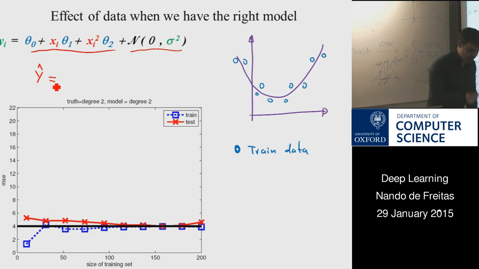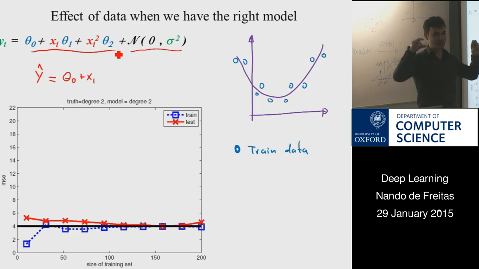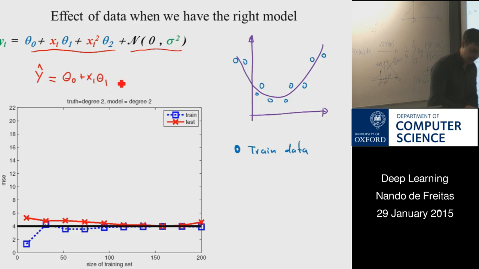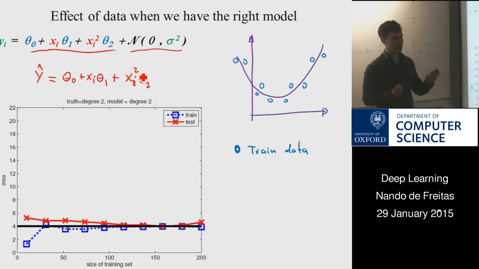So now I'm going to choose the model to be also a quadratic. And here I add this because in the true model I do know the values of theta naught, theta 1, and theta 2. So the true model is a particular setting of theta naught, theta 1, and theta 2, which is the true mechanism from which I've sampled the data. And then I have my model, which has the hat. And then my goal is to come up with theta naught, theta 1, and theta 2.